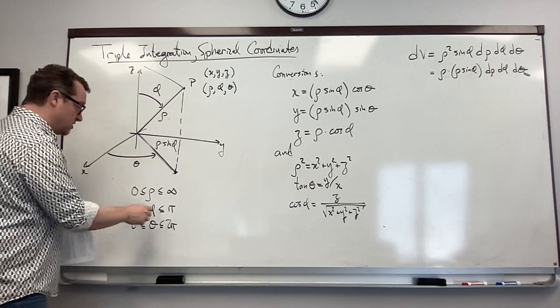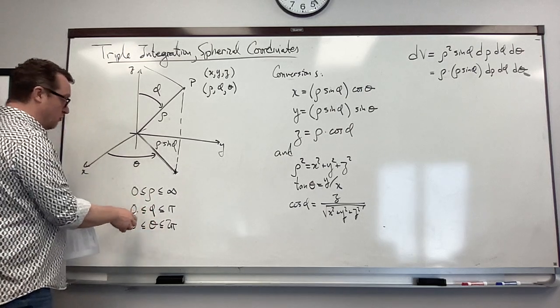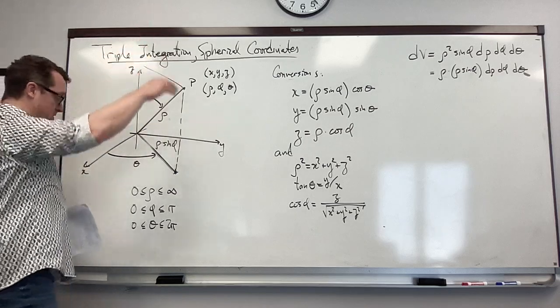When you have these 3 coordinates, rho, phi, and theta, well, rho can go from 0 to positive infinity, there's no limit.